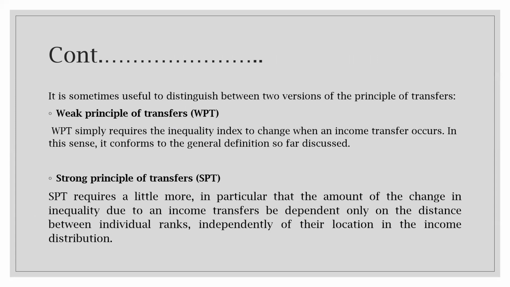There are two principles which we adopt when we do this transfer. One is known as the weak principle of transfer. The weak principle of transfer simply requires an inequality index to change when an income transfer occurs. In this sense, it conforms to the general definition discussed so far. A strong principle of transfer requires a little more, in particular, that the amount of the change in inequality due to an income transfer be dependent only on the distance between individual ranks, independently of their location in the income distribution. So here the location matters.